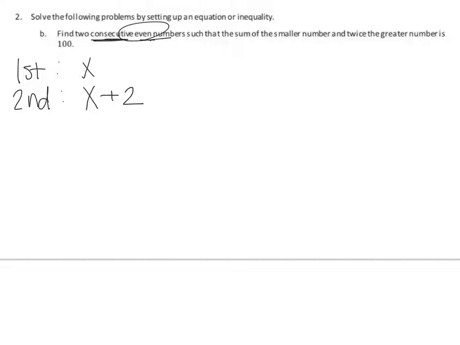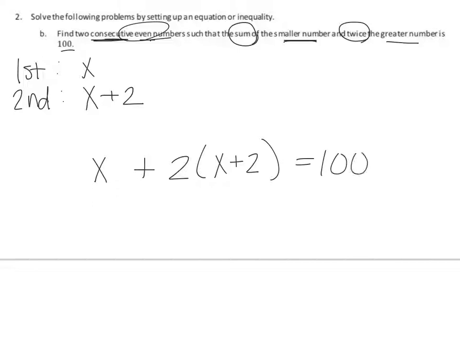Now let's read the problem again. Find 2 consecutive even numbers such that the sum of the smaller number and twice the greater number is 100. So the sum of the smaller number and twice the greater number is 100. I know that's the hard part, and I just made it look so easy, but it's okay. You guys can practice and get it. Now I'm going to distribute this. Collect like terms. Oops.